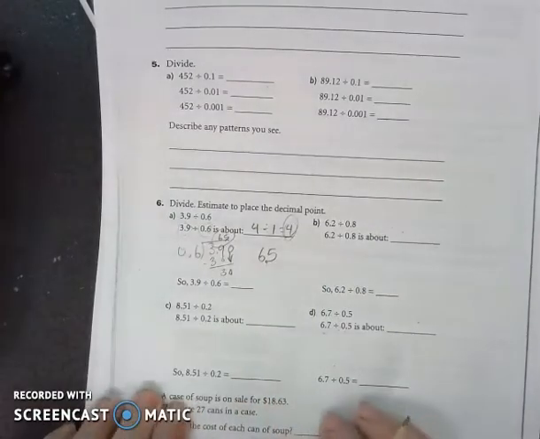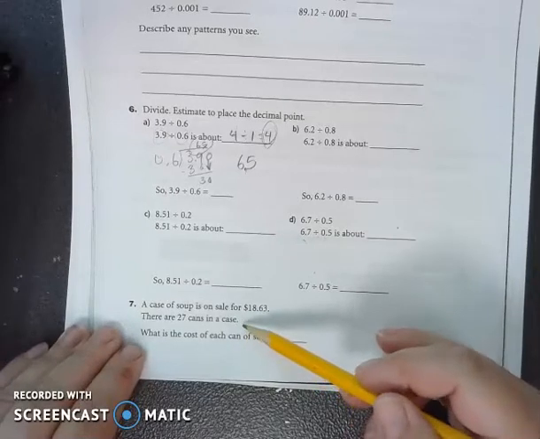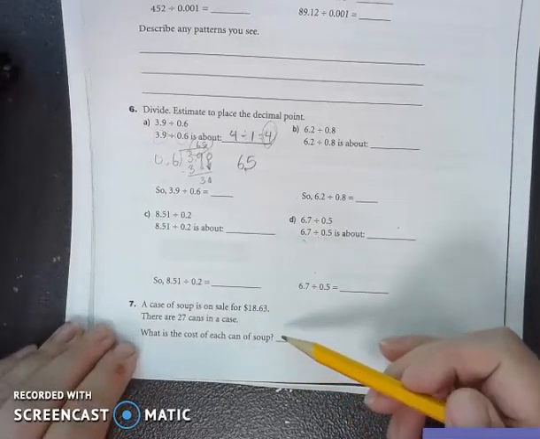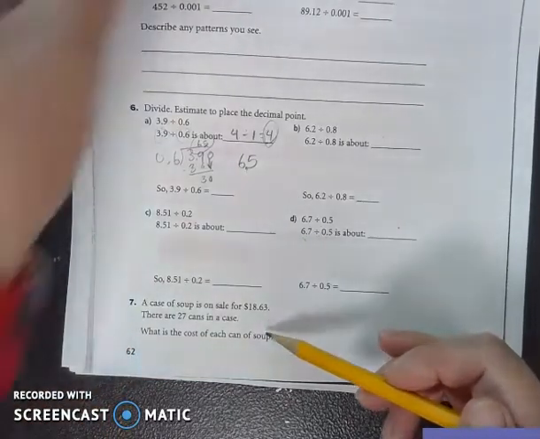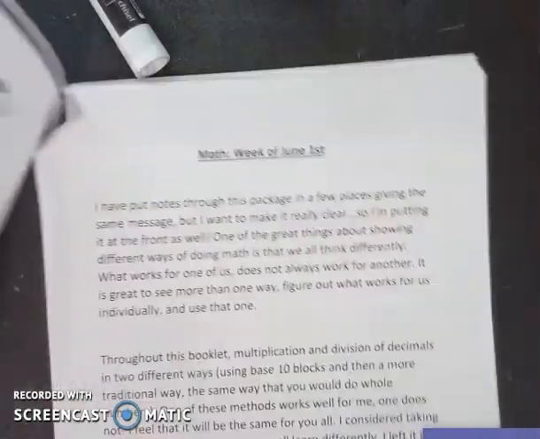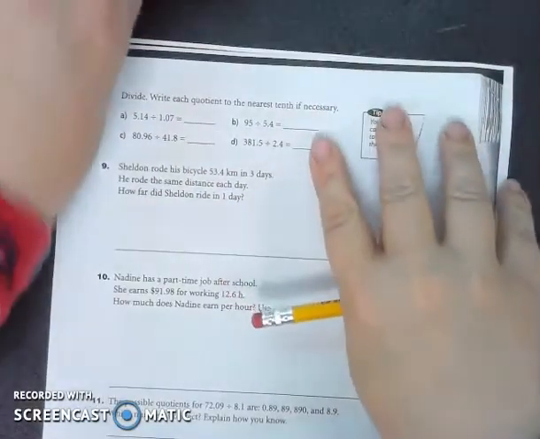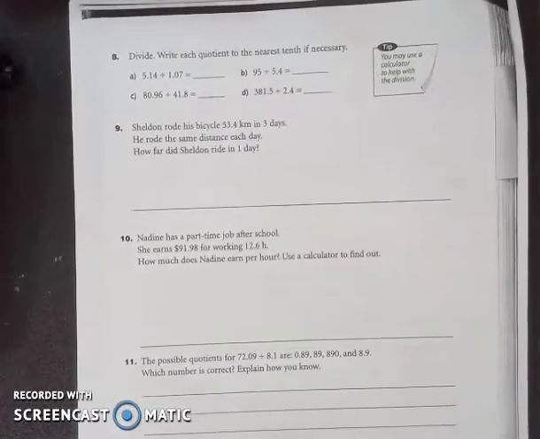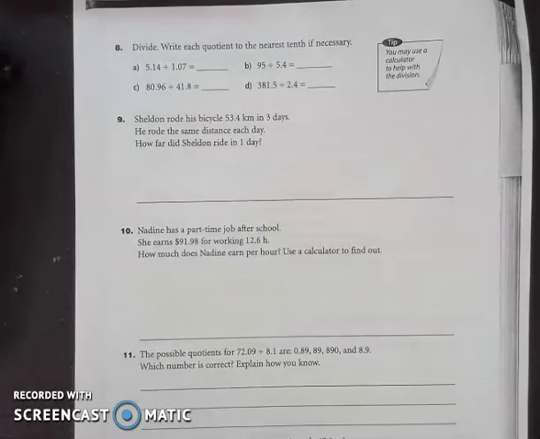A case of soup is on sale for $18.63, but there are 27 cans in a case. So basically, I want to do a division question. I want to know what's 1863 divided by 27. All right. Last page. Divide. Now you've seen a few different ways to divide, so I'm not going to demonstrate it one more time, but you can round to the nearest tenth if necessary. Again, you can use your calculator. I want you to be able to tell me where the decimal goes.